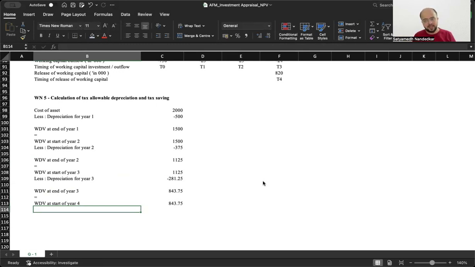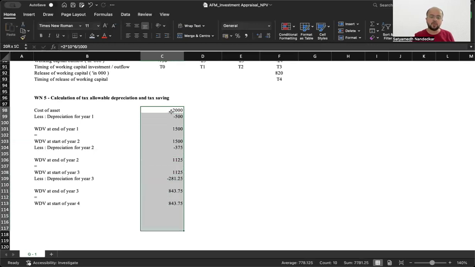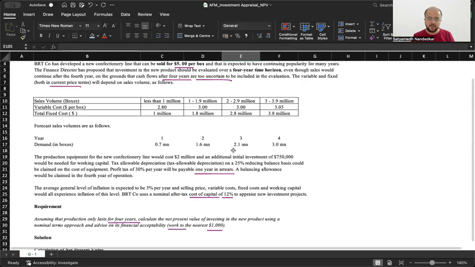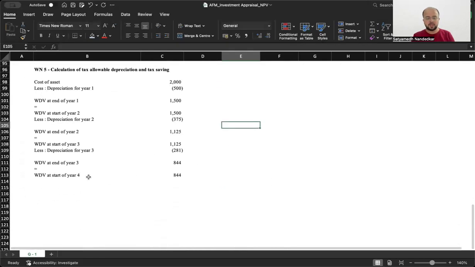843.75. Now, please understand that when this kind of information is given to you, usually in questions, they specifically tell you that in the fourth year the machine is sold for so and so. Then you calculate the balancing allowance, balancing charge, whatever. In this case, the disposal value of the machine is not actually given to you. They have not mentioned at what value the machine will be sold at the end of its useful life. All they are saying is a balancing allowance would be claimed in the fourth year of depreciation.